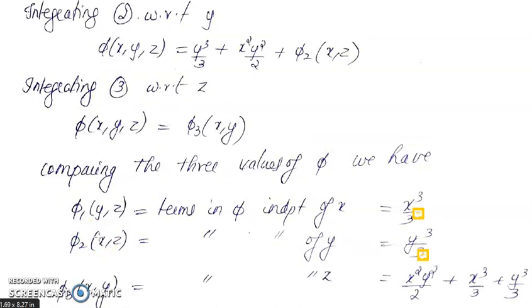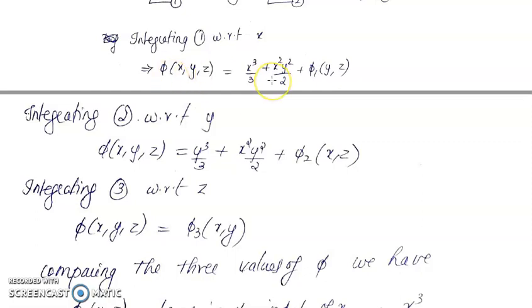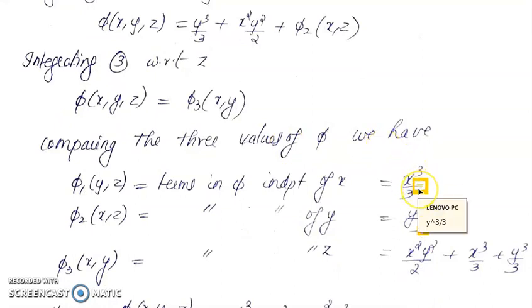So phi 1 of yz is the terms in phi which are functions of y and z, that is, the terms in phi which are independent of x. Looking at the three values of phi, the terms which do not contain x is only y cube by 3. So therefore phi 1 of yz will be y cube by 3. It's not x cube by 3, that's a correction. So it is going to be y cube by 3.